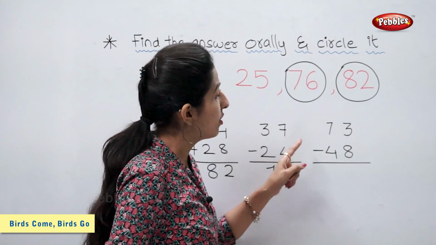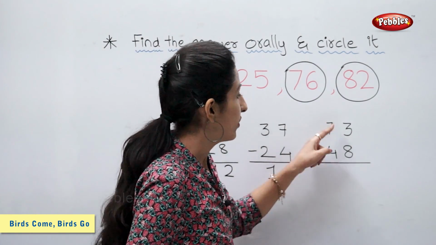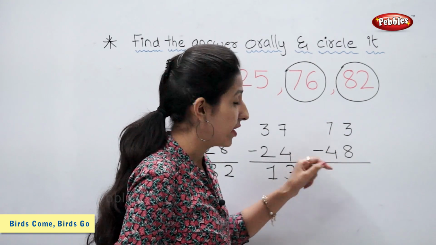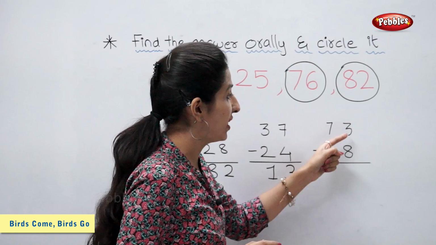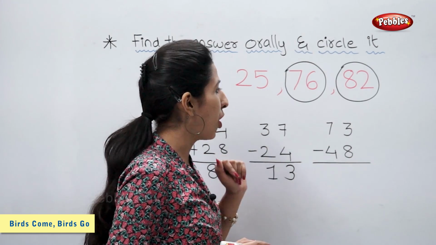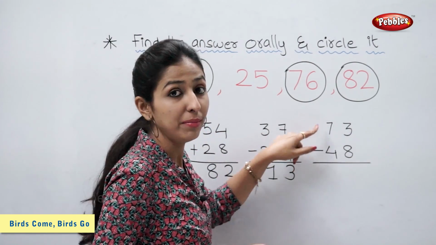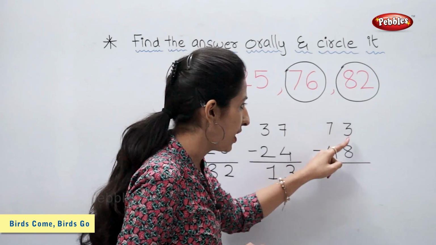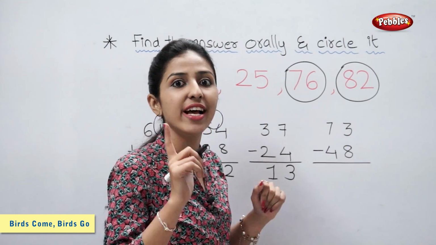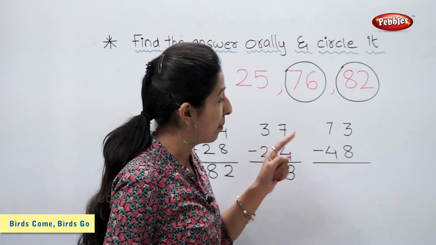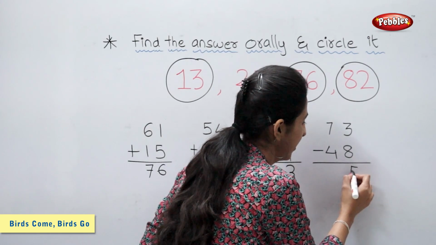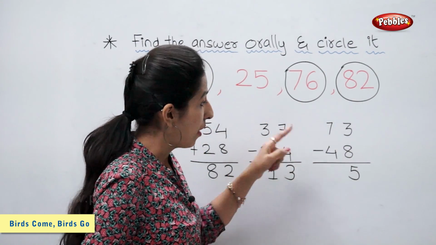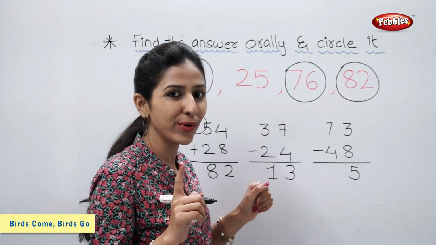73 minus 48. 3 minus 8. Students, we cannot subtract 8 from 3. So, let's borrow. 7 becomes 6. 3 becomes 13. Now, 13 minus 8 is 5. 6 minus 4 is 2.